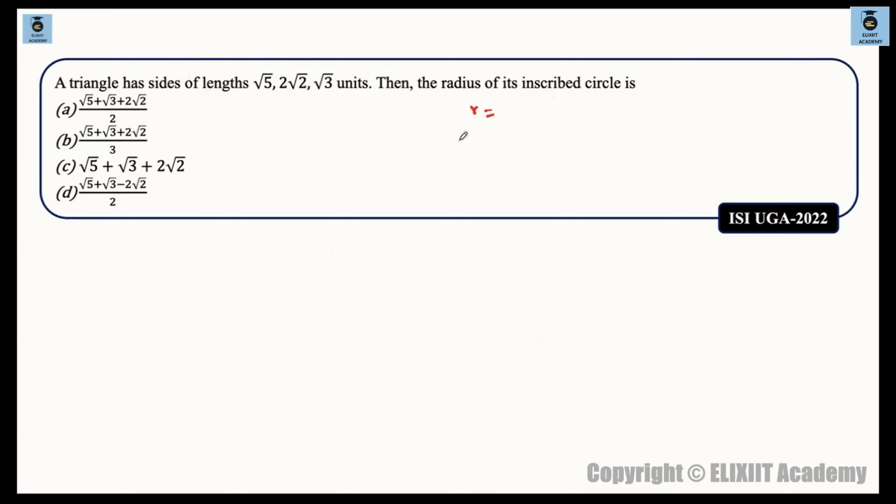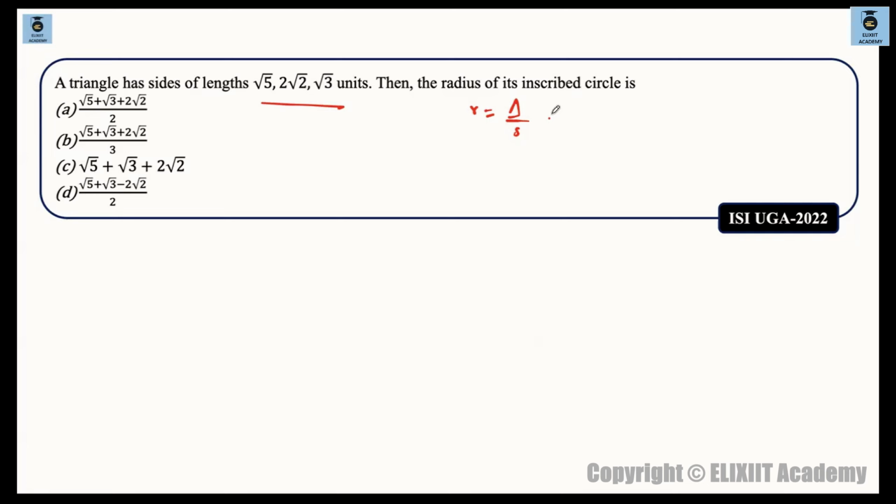तो small r के लिए क्या करो? Use the formula. क्या होता है? Delta by s. Delta is equal to rs. So small r is what? Delta by s. We can simply use this formula because delta we can figure out using these side lengths. Now to find out this delta, what you need to focus on is to find out this delta. If you directly use the Heron's formula, because the side lengths are given, then this will be very lengthy.